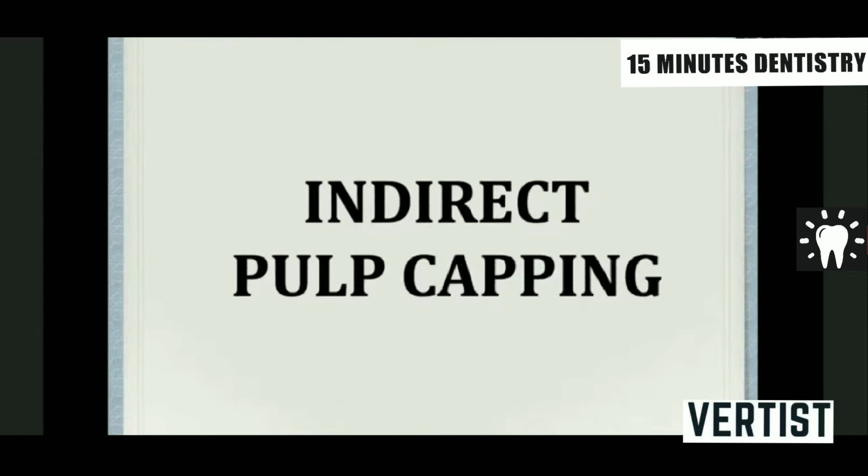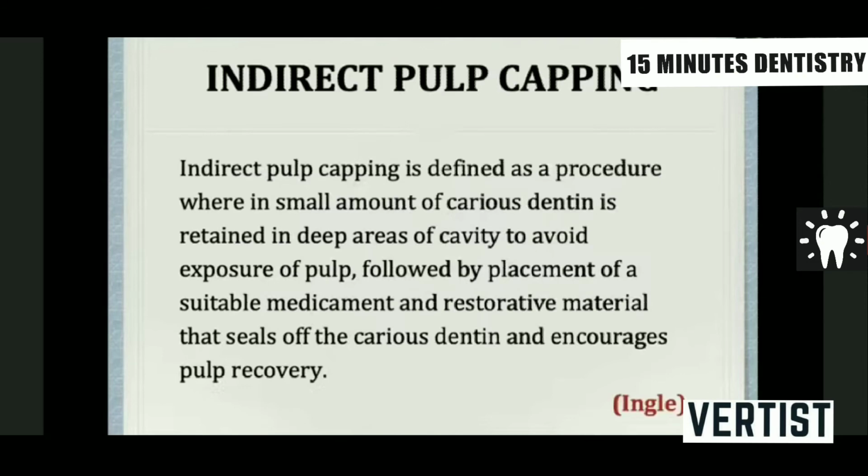Okay. So, whenever there is a dental caries which has entered into the dentine, and it is deeper, and when we judge that, whenever we take out the whole carious dentine, there might be chances of exposure of the pulp, that is the situation when we go for indirect pulp capping. Then, what is indirect pulp capping?